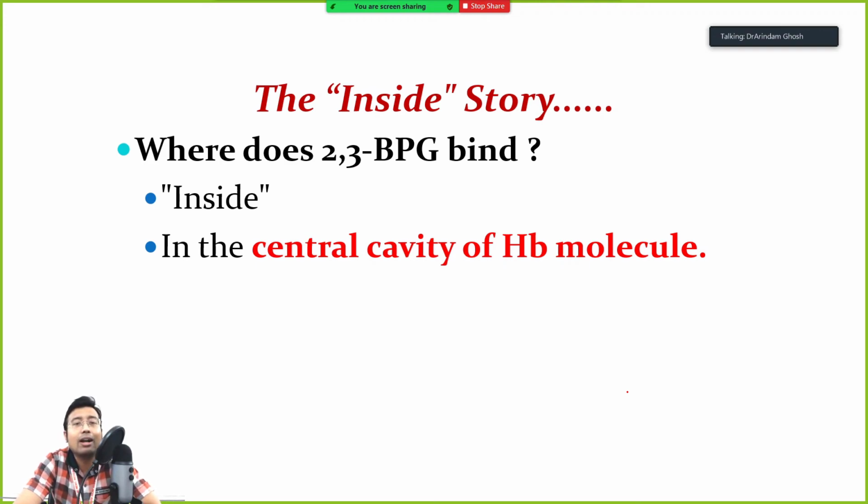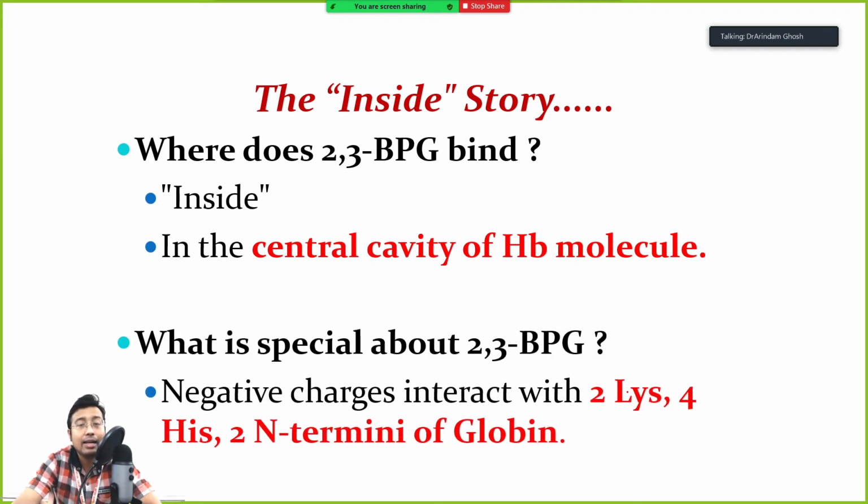So where does 2,3-BPG bind? This we already know from our diagram of the T form and R form of hemoglobin. We have seen in the deoxygenated form there is a gap in the center, and then 2,3-BPG can enter the gap. It will drive out all the oxygen. So it is in the central cavity of the hemoglobin molecule.